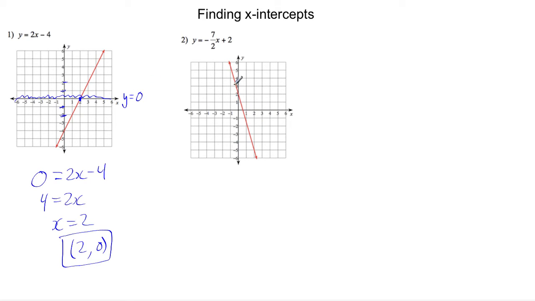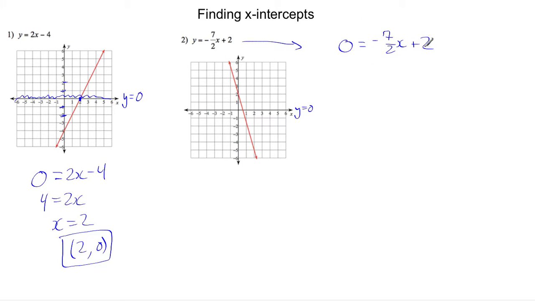Now over here, even if I do graph this, this is between 0 and 1 somewhere. Maybe it's a half, but maybe not. I don't know exactly where that is, and I can't tell based off this graph. So this is where solving algebraically is going to be the best method. Again, the x-axis is y equals 0, so if I make y 0, I set 0 is equal to negative 7 over 2 x plus 2.